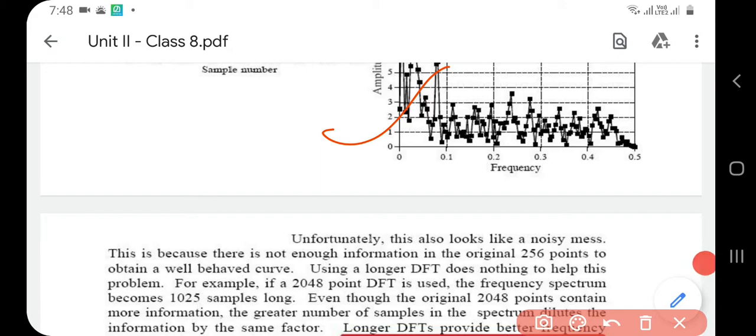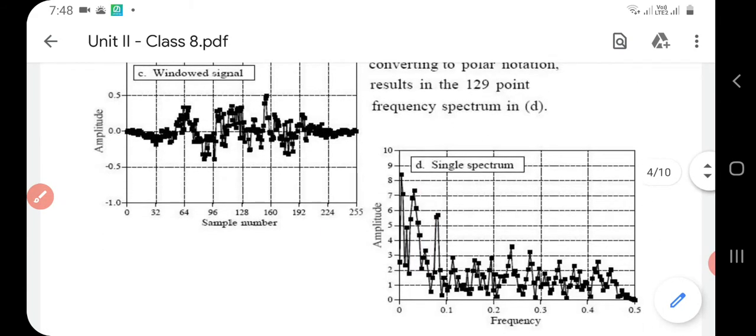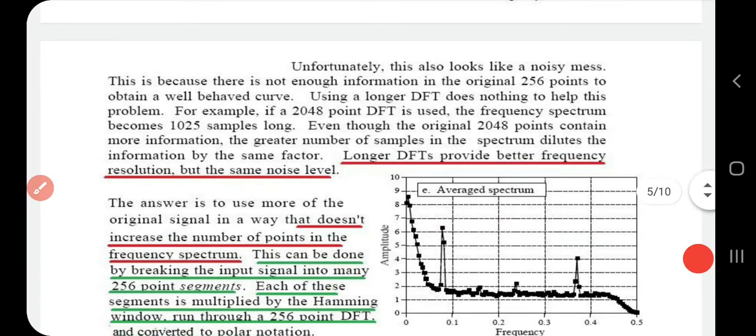Okay, now observe this figure. Here also you can see a lot of noise. So in order to extract information from this, it will be very difficult. One method that they have suggested is to use a long DFT. Here we are speaking about a 256 point DFT, and now we increase the number.